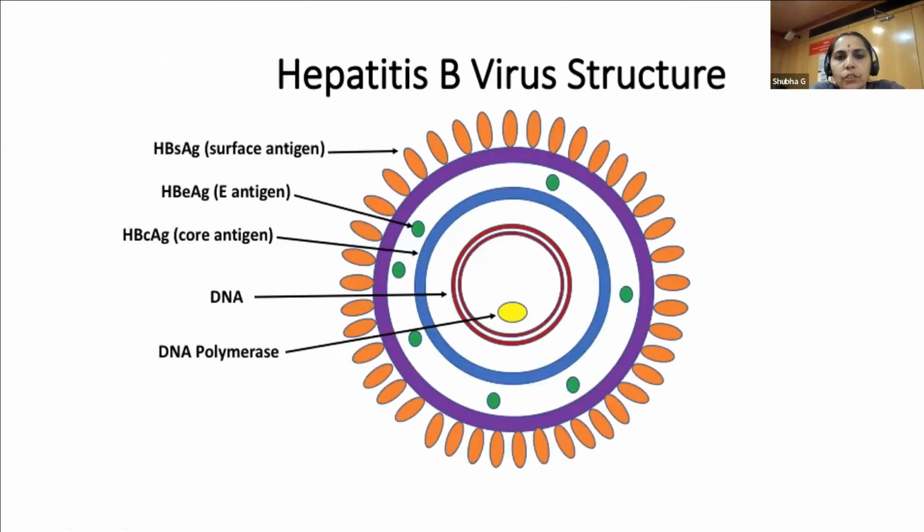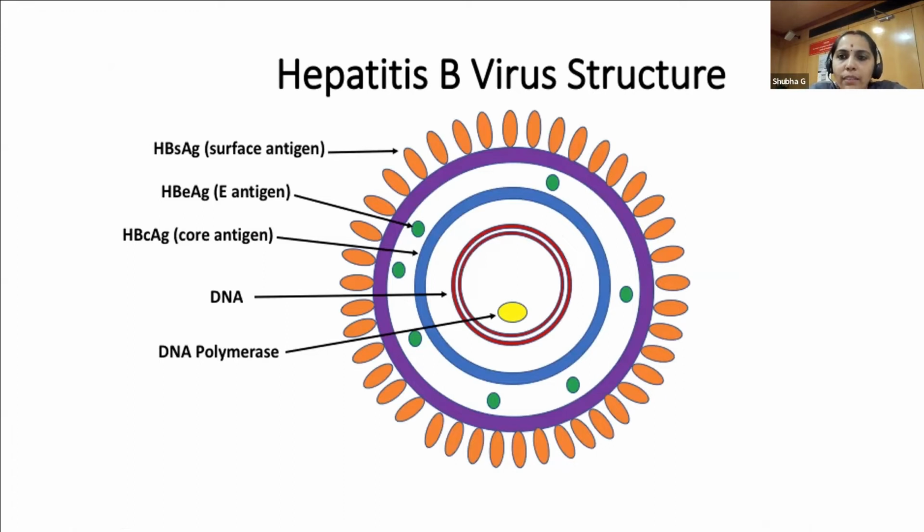So coming next to viral serology, I think we have heard in great detail from ma'am. So we will just be going through a few important points. So this is the structure of hepatitis B virus. So it has a surface antigen, which is hepatitis B surface antigen. So this is a very important antigen because antibodies to the surface antigen, that is anti-HBs, are protective.